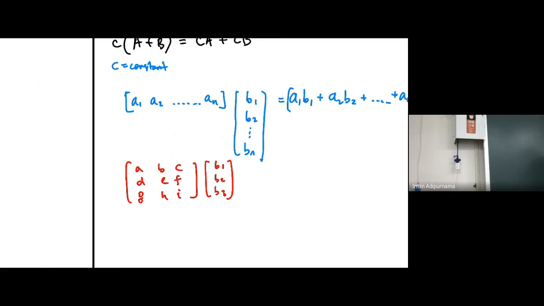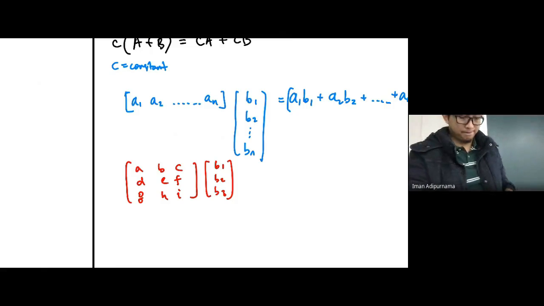So at least that is the introduction to the algebra of matrices. I think that's all for today, and tomorrow I will give you the quiz results.